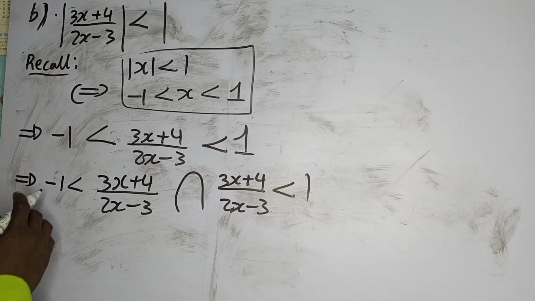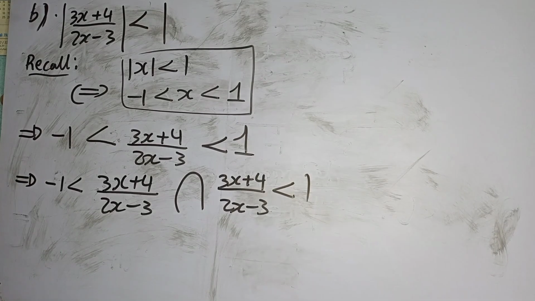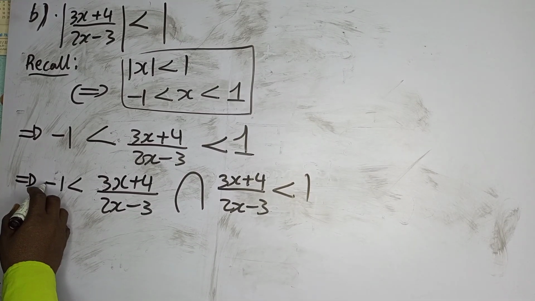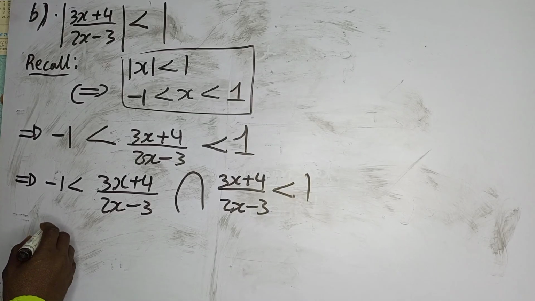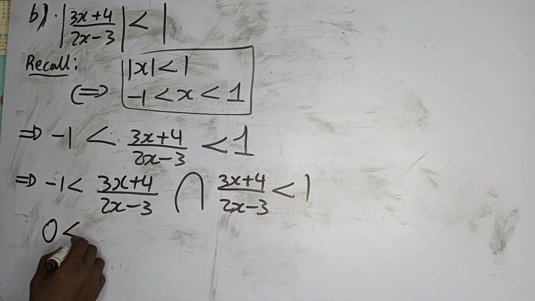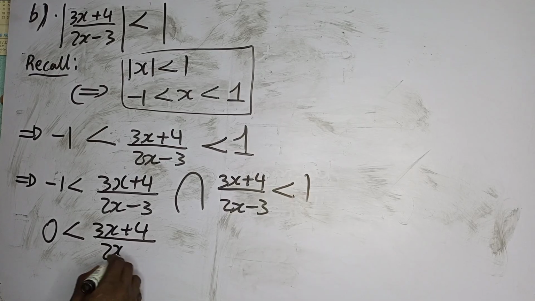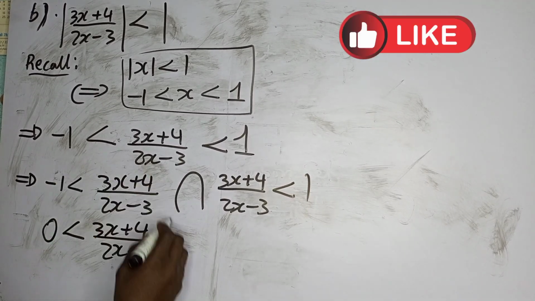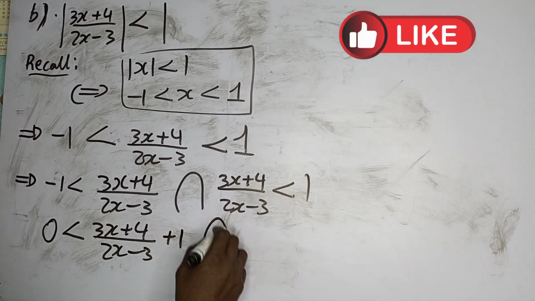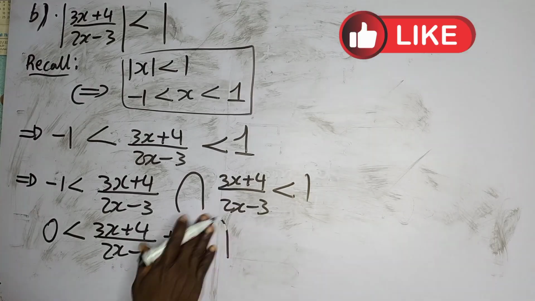So to be on the safe side, we'll make a 0 on one of the sides. So we'll just take this negative 1 from the left hand side to the right hand side. It becomes positive 1 and then we'll end up with 0 here, 3x plus 4 all over 2x minus 3. This negative 1 coming over there becomes positive 1. Okay, so let's first of all finish with this one.